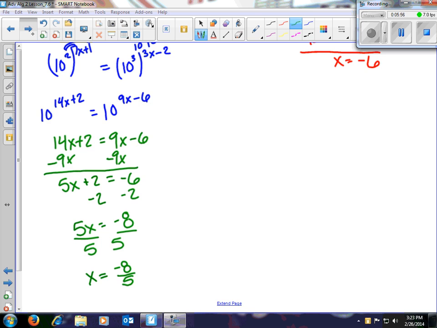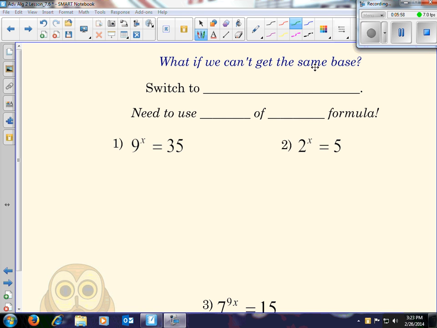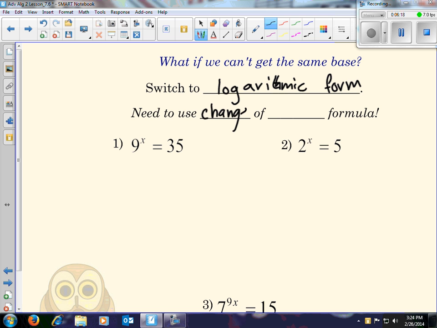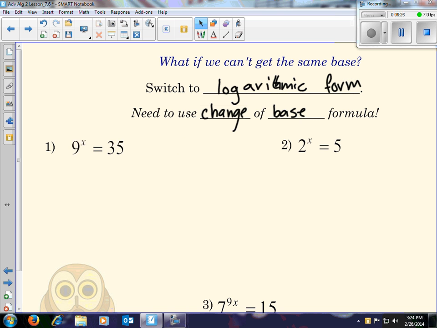Alright, so our next examples say, what if we can't get the same bases? First thing is we're going to switch to logarithmic form. Now we need to use the change of base formula. Now there's two different ways to do this. I'm going to do it one way with the first one and then the other way with the second one.